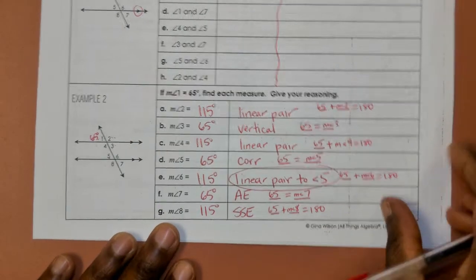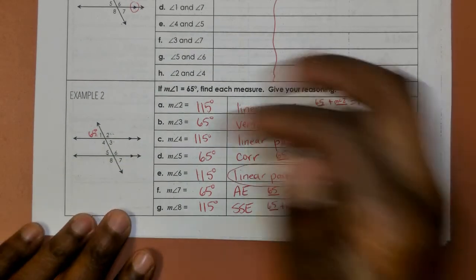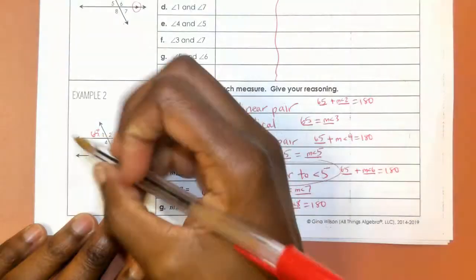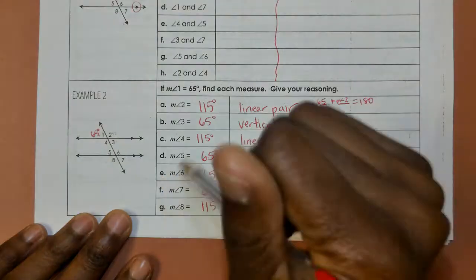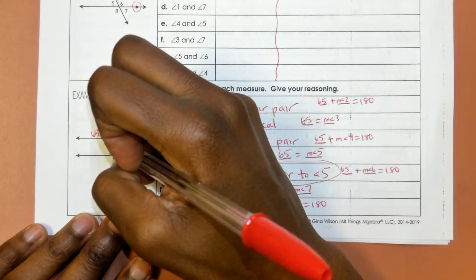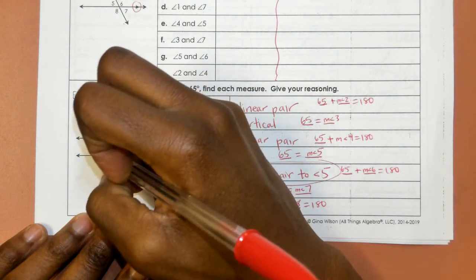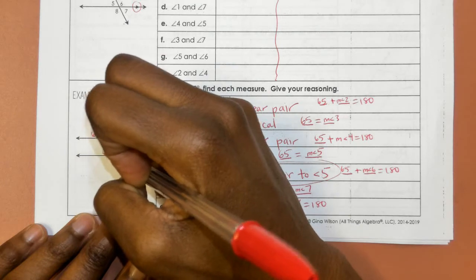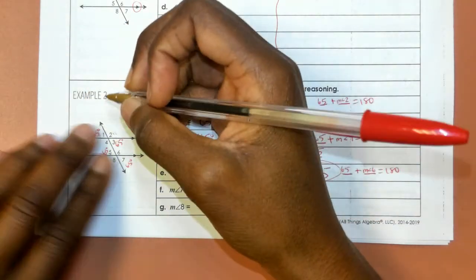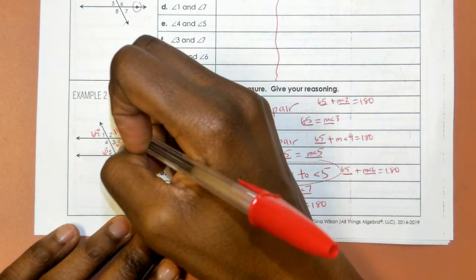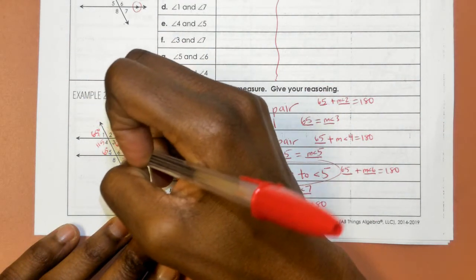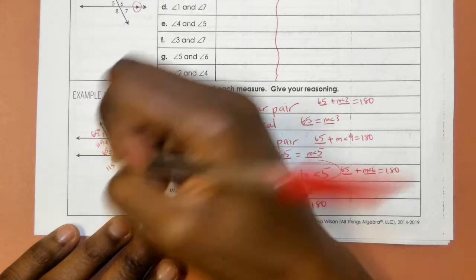Okay, so that's how you do the angles. So if I were to put these in here, you should notice that this is an acute angle, angle 1. It's going to be congruent to every other acute angle on this picture. So this is acute, that's less than 90. This is acute, less than 90, and this is acute. All the obtuse angles that are bigger than 90 are 115. And it follows that pattern the whole time.